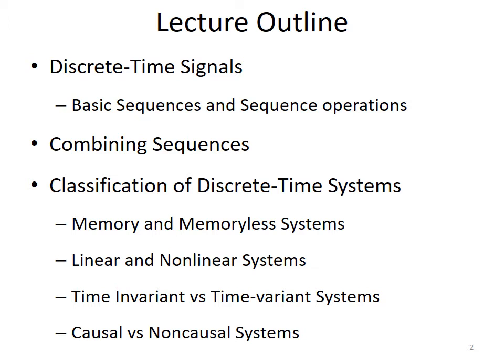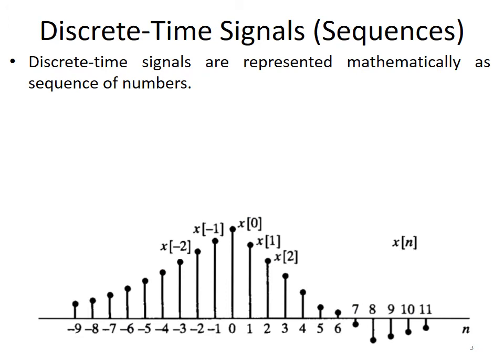And then how to combine two sequences, like operation on signals that we did in continuous time. Then classification of discrete time systems, again we have done this in continuous time, so we will be doing the same in discrete time. So what is a discrete time signal?